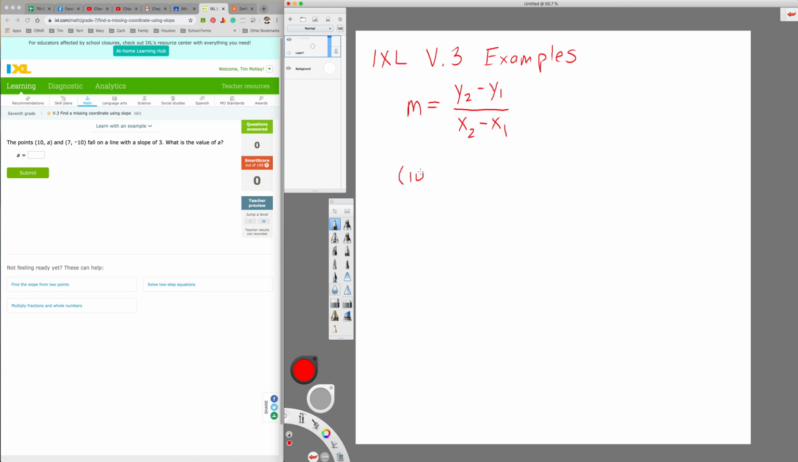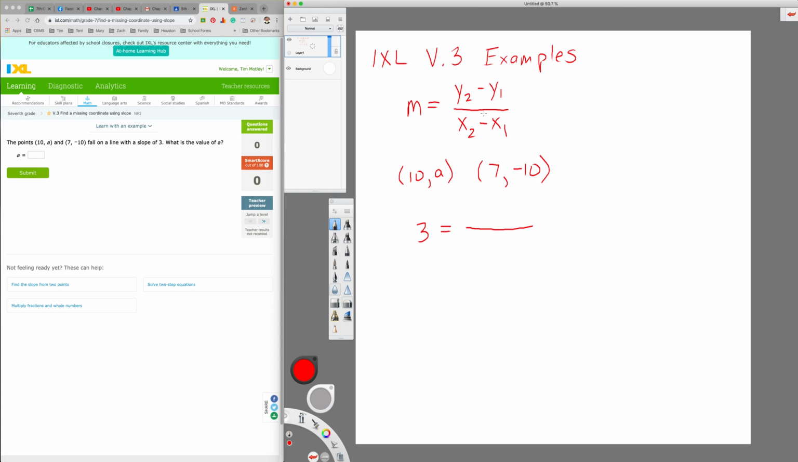One of the points is (10, a), so I don't know this y value. The other point is (7, negative 10). I'm going to throw these coordinates into this little formula. They tell me that the slope is 3. That is the m. So this is 3 equals, and then on this side I'm going to end up with a fraction, but I know that this fraction has to equal 3.